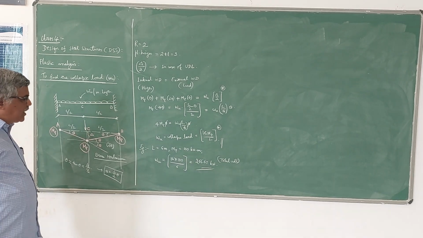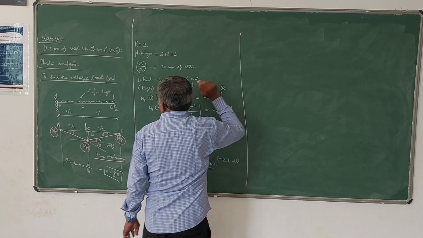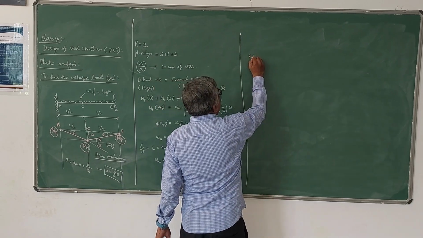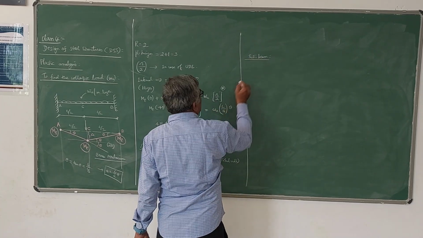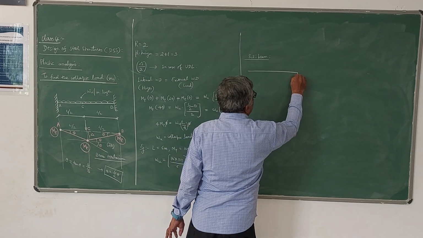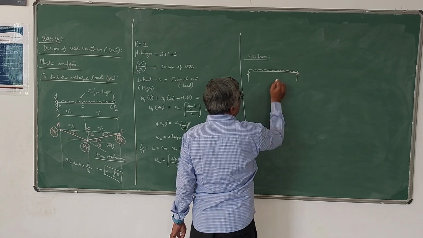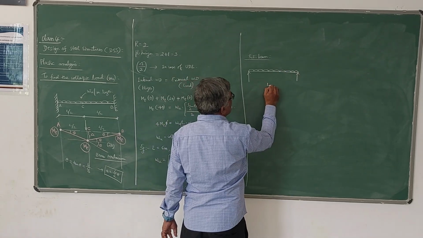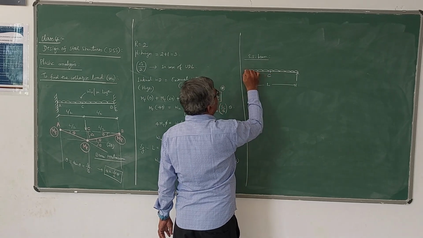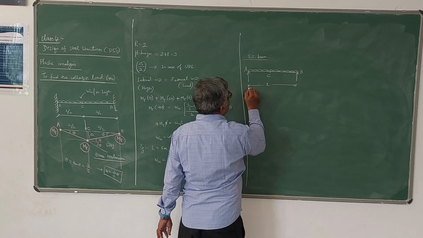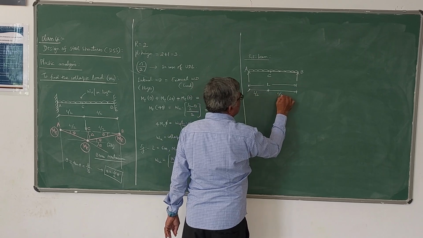This is how we can find out. Now the same problem, if you analyze it for a simply supported beam, what happens here? The supports are simple supports, subjected to UDL. Same thing, only the support conditions differ, L is the span. In this case also, the maximum bending moment occurs at C, and the plastic hinge also forms at C.